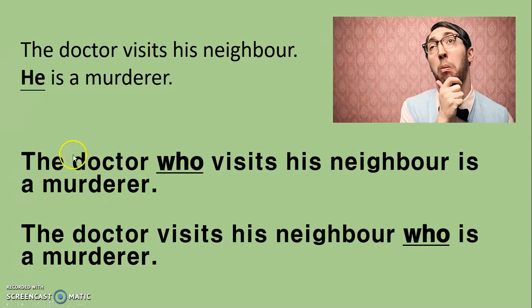Here I have two sentences. The doctor is a murderer, and the doctor visits his neighbor. Whereas for the second sentence, the doctor visits his neighbor who is a murderer. Here, the neighbor is the murderer instead. As you can see, the location where I put the relative clause could make a huge difference to the original sentence. So be very, very careful where you put the relative clause. Do not put it in the wrong way, or else you will be accusing the wrong person as the murderer. Like this. Okay?